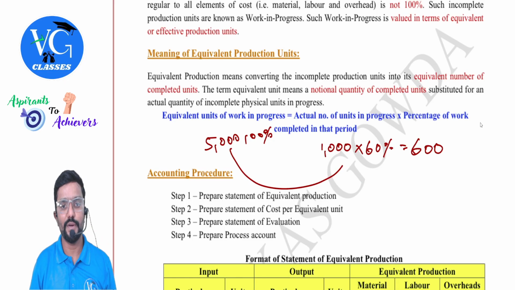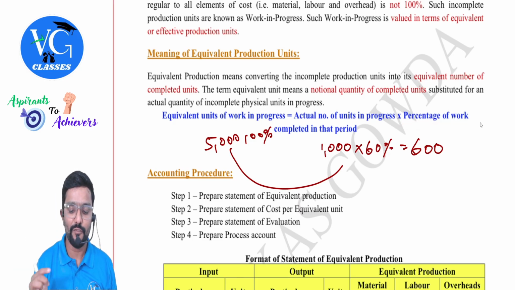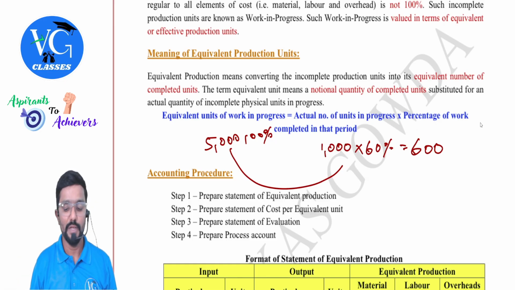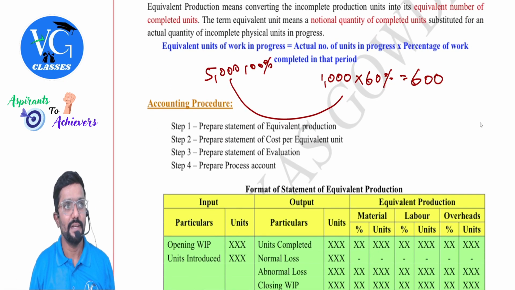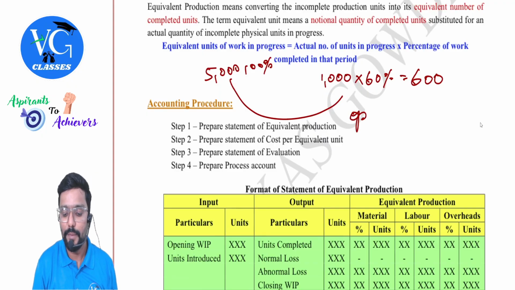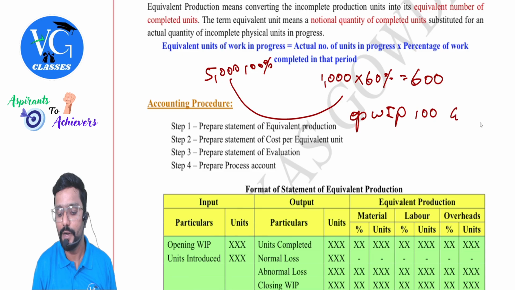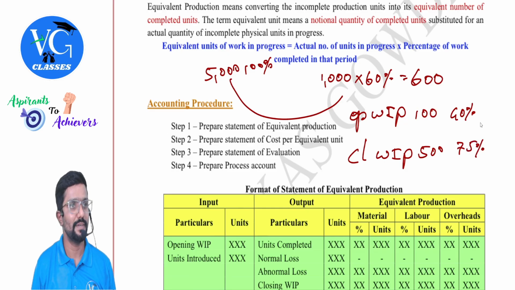Equivalent units of work in progress is equal to the actual number of units in progress multiplied by the percentage of work completed in that period. That is also important, guys. Listen here. Now assume there is an opening WIP of 100 units on which 40% work is done, and a closing WIP of 500 units on which 75% work is done. You tell me, on this, how much work is done in the current period?